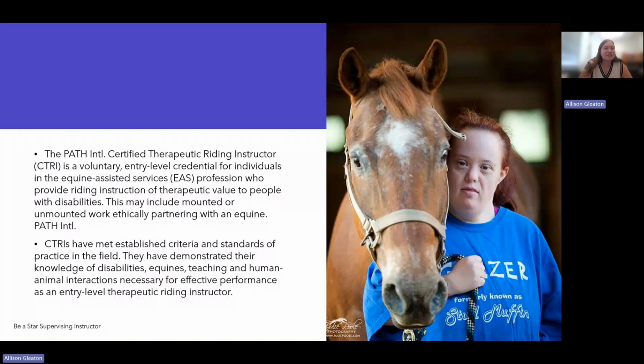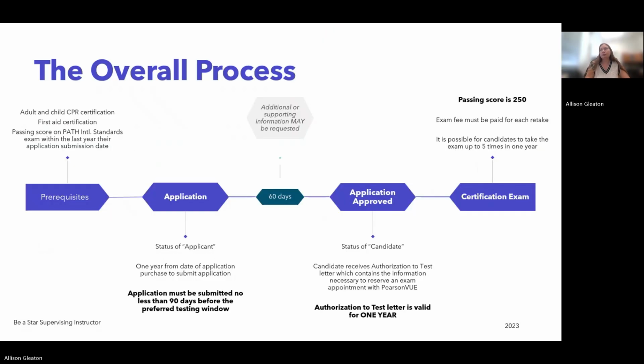The criteria and standards for CTRI competency were established through a job task analysis that PATH International did initially in 2015, and then revisited and revalidated the results of that job task analysis in 2020. So these are the knowledge, skills, and abilities that current therapeutic riding instructors and potentially even novice or newer therapeutic riding instructors need to have in order to be employable in the field within PATH International member centers or premier accredited centers.